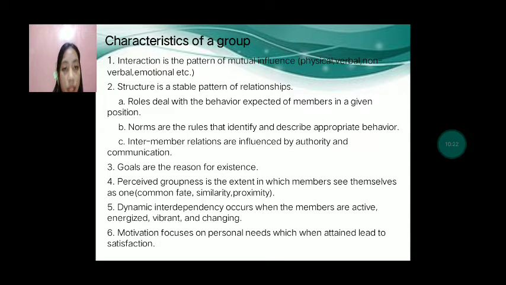Number 3, goals are the reasons for existence. Of course, if a certain group doesn't have a goal, then what's the purpose of a group? We can't consider it a group if it does not have a goal.